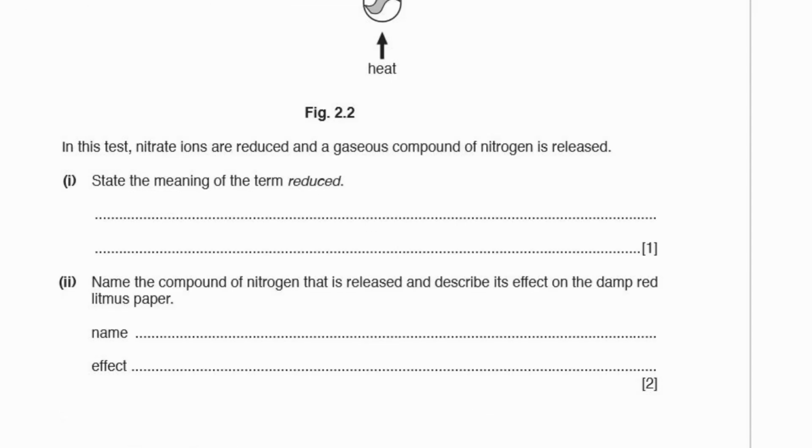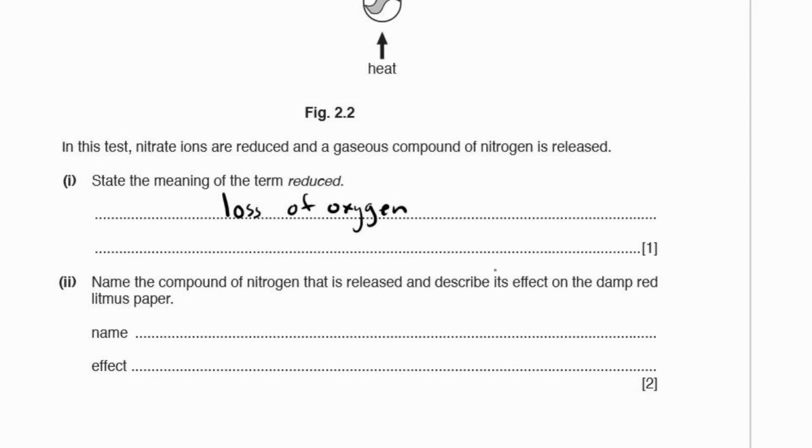In this test, nitrate ions are reduced and a gaseous compound of nitrogen is released. State the meaning of the term reduced. Okay, to be reduced is the opposite of to be oxidized. And if you're oxidized, you have gained oxygen. So, if you're reduced, you have lost oxygen. That's all it asks for.